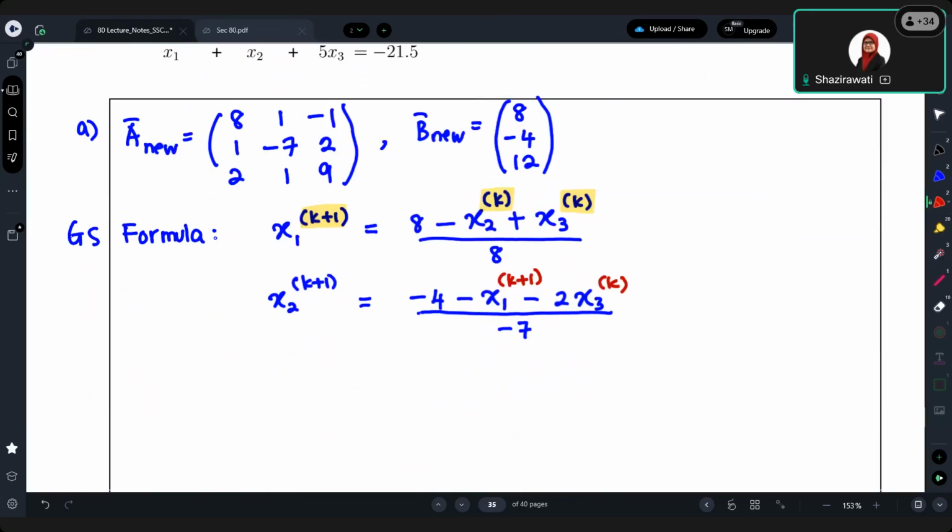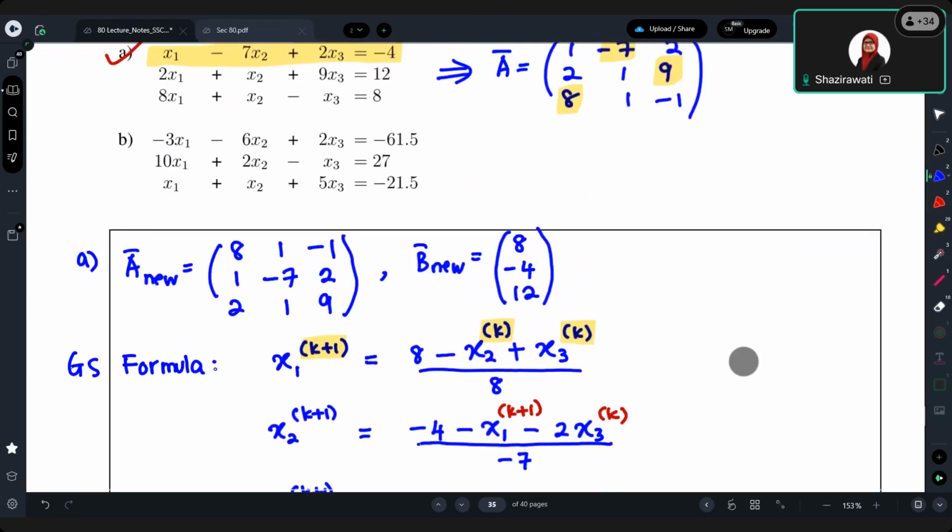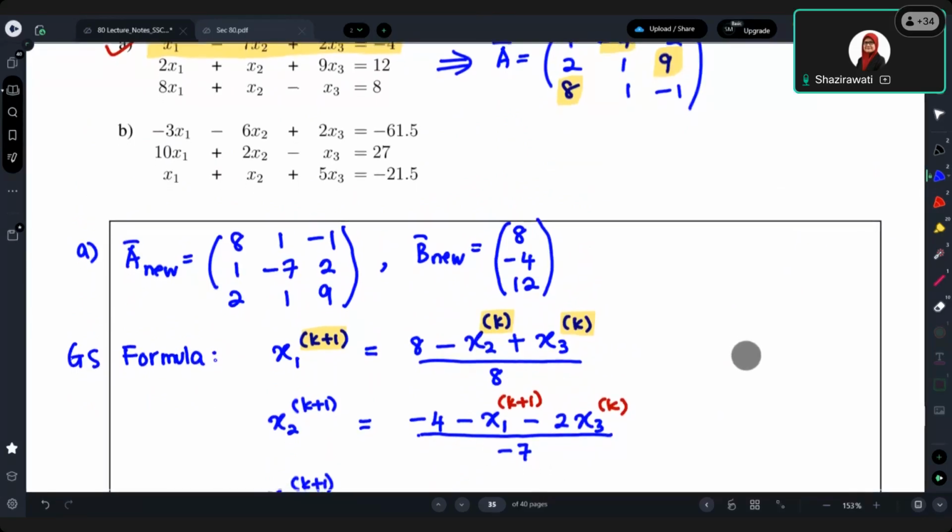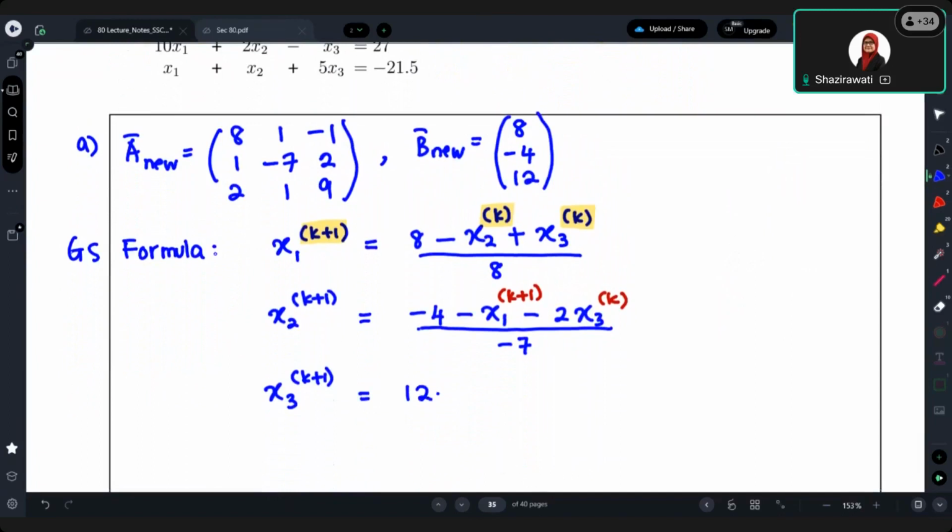Okay. X3 pula comes from equation number 3. 219. So 219, equation number 3 lah yang asalnya tu. Okay, so 12 minus 2x1 minus x2 over coefficient of x3 is 9. Okay, and iteration notation dia k plus 1, k plus 1. Okay, so make sure ini betul.